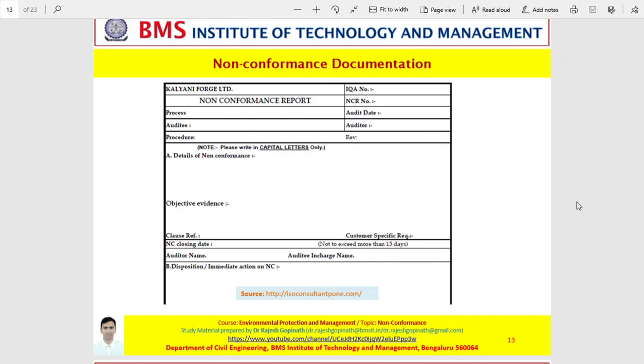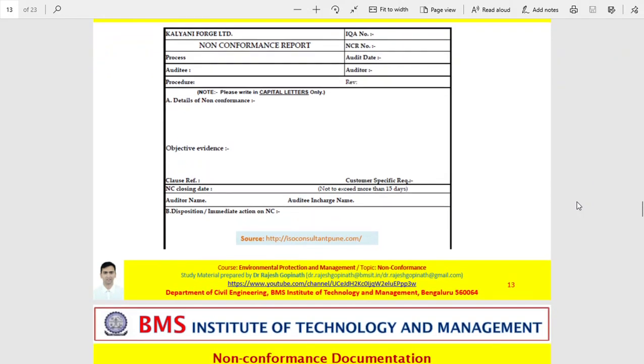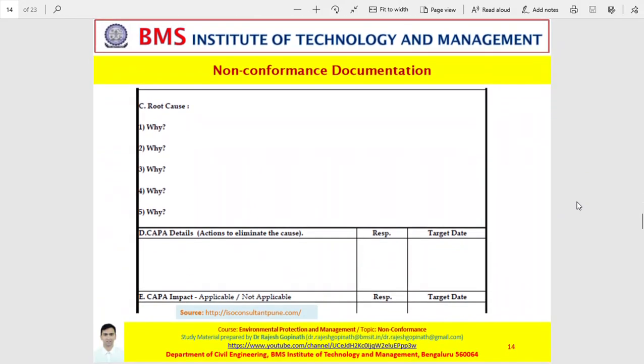In slide 13 especially, you can see aspects such as name of the company, serial number, date of audit, name of the auditor, name of the auditee, the procedure being followed, details of non-conformance, and the objective evidence which has been taken into account. Okay, slide 14. Here you can see what are the probable root causes why a non-conformity occurs.